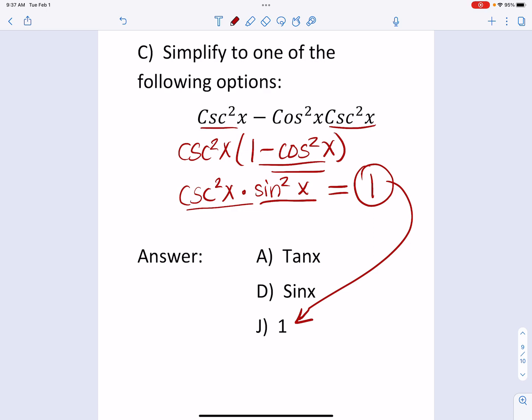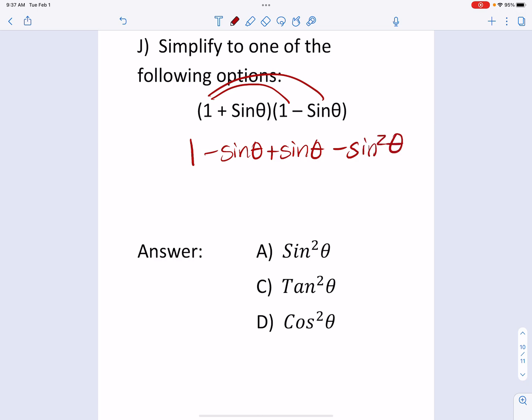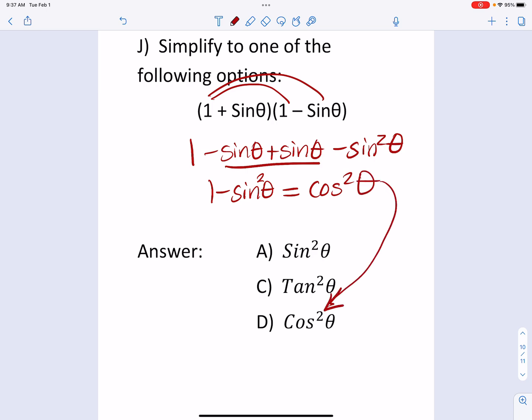Okay. All right, last one. I think you should be able to do this one too. You need to FOIL. So I'd have 1 times 1 minus the sine of theta plus the sine of theta minus the sine squared of theta. Those cancel. And if you look at this, this is the cosine squared of theta. This I definitely would give you on the test. Okay, so these are examples. Try the best you can on them.